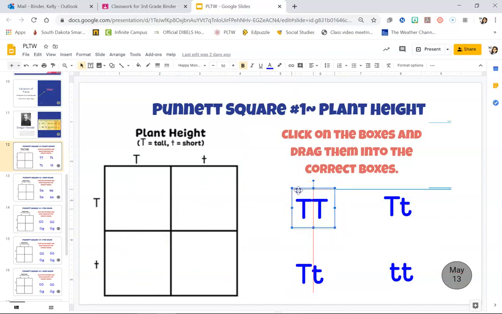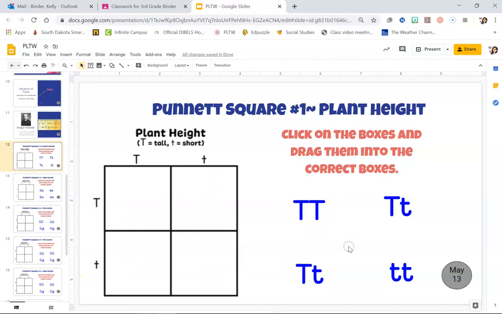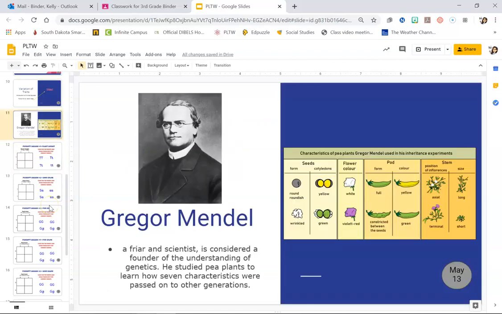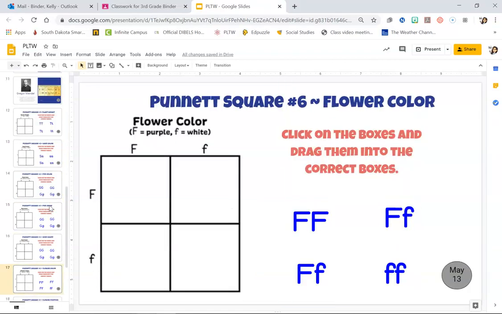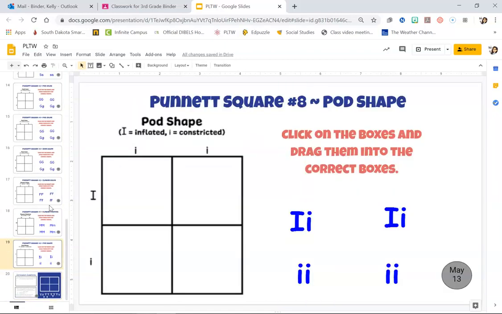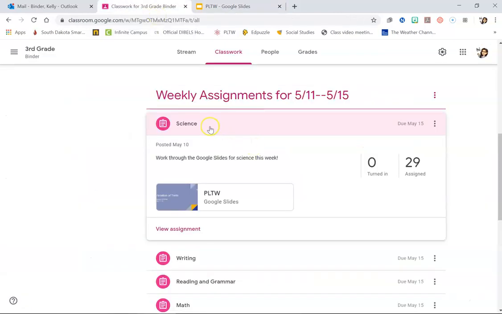If this one's a capital T and a capital T, figure out which of these boxes is going to end up with a capital T and a capital T in it. Look at these letters and click and drag the letters into the correct box. Look at the big T's and the little T's on the sides of your squares to figure out which ones are going to go inside. It's going to be a tall plant or a short plant for height. So, a video to watch and then a few practice slides to do. That is going to be your science assignment for today.